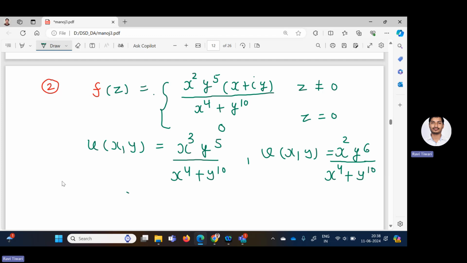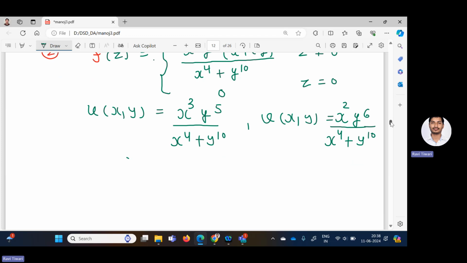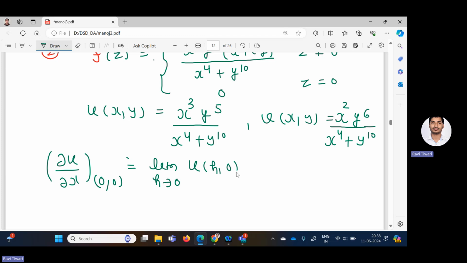Again, the same formula you can apply, dou u by dou x and dou u by dou y. You can calculate; this will come out to be 0, but I will explain. Dou u by dou x at 0 comma 0 is limit h tends to 0 of u of h comma 0 minus u of 0 comma 0, whole divided by h. Because both functions are given in multiplication form, this is 0 minus 0 by h. So you will get 0.